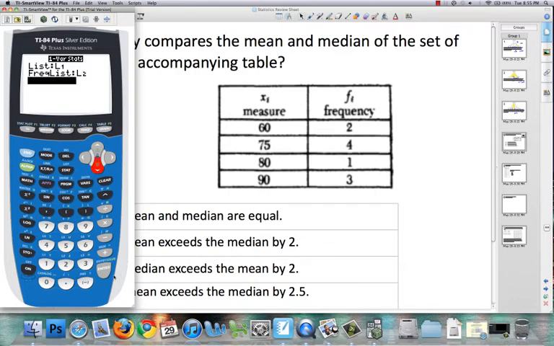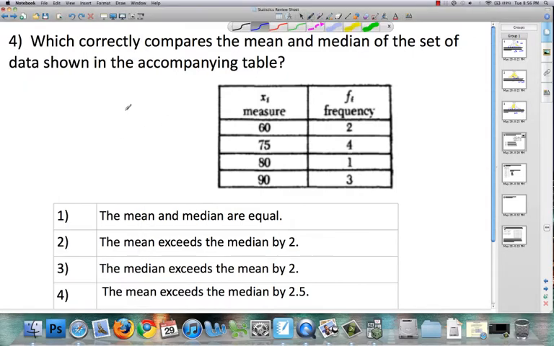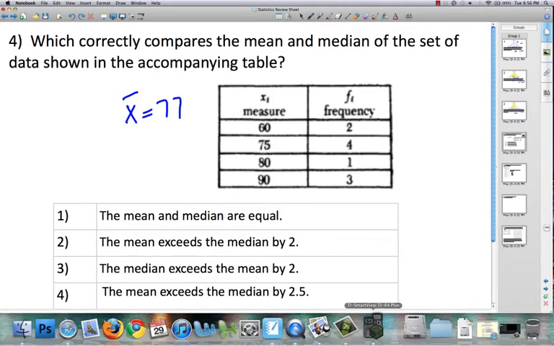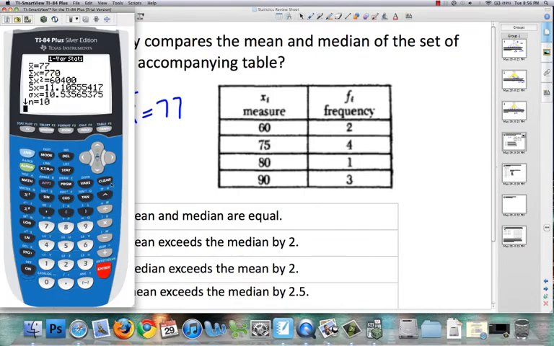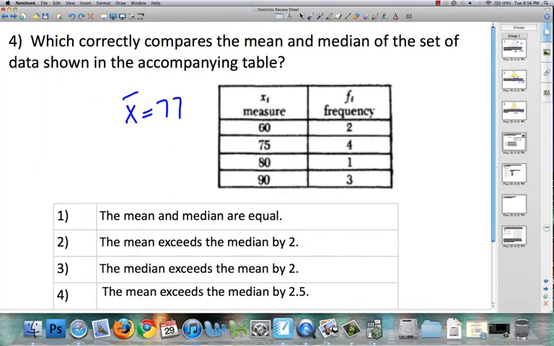If you have the older calculator, you're just going to put in L1, comma, L2 and hit enter. Okay, so it gives us our data. Our mean is 77, so let's write that down over here. Mean is 77, and we want to know the median. So the median, will scroll down, the median is 75. So the median is 75.